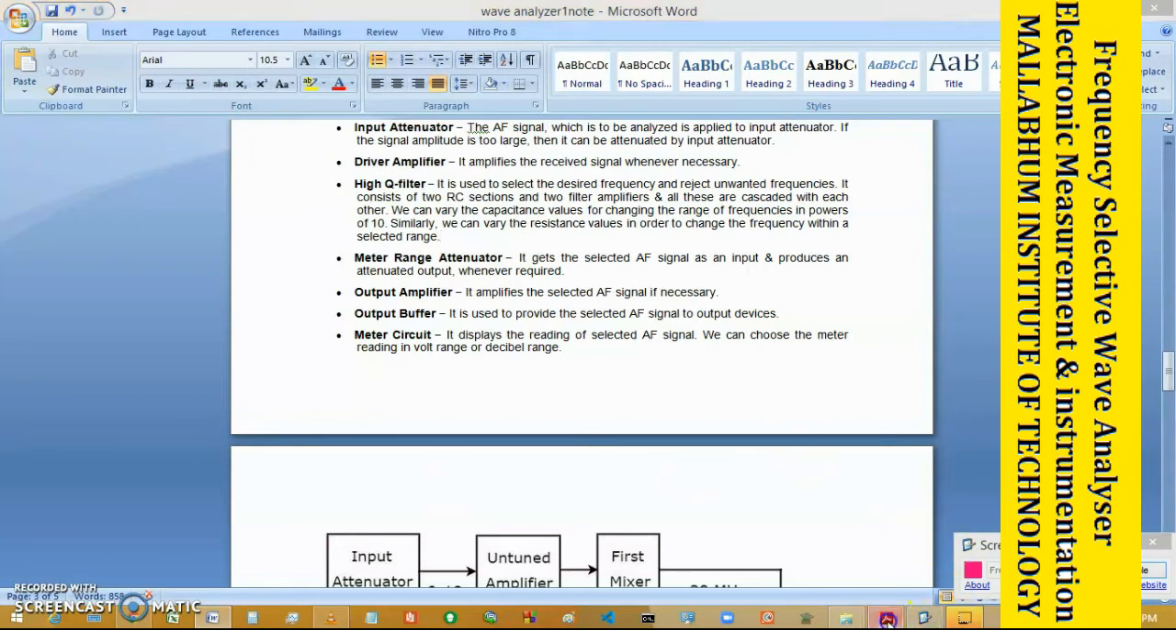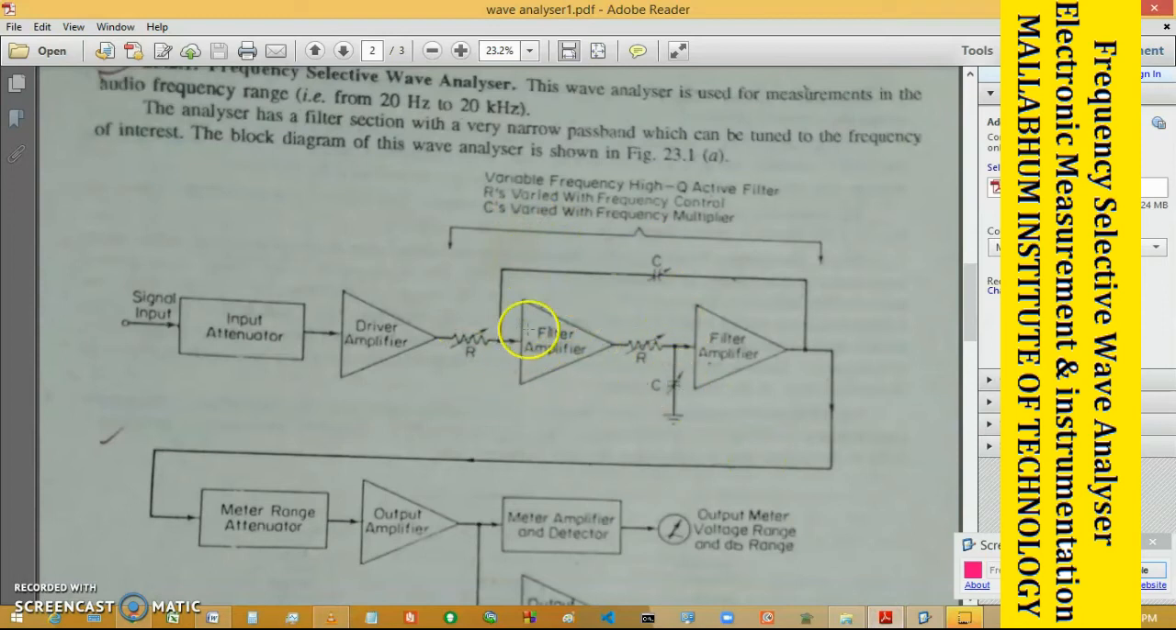Whenever this filter consists of an RC type high pass and low pass filter, an RC resonance circuit combination of these two, the two components R and C have special functions. R is varied for frequency control, that means to change the frequency. R is a potentiometer type instrument, so if it is changed, the frequency is changed to whatever our desired frequency is. And C is varied as a frequency multiplier. That means if we want to change the range of the frequency over a band, we vary C. So that is the purpose of these two, R and C.